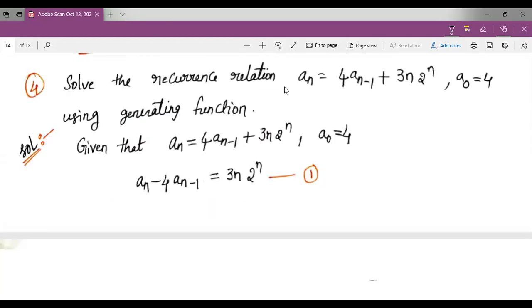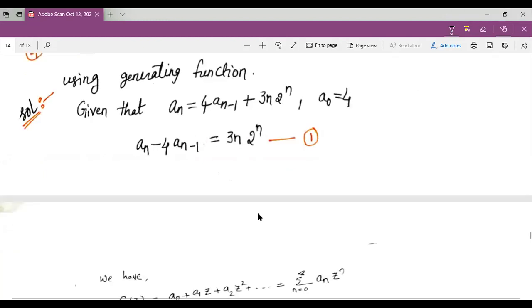Next one. Solve the recurrence relation a_n is equal to 4a_(n minus 1) plus 3n into 2 power n, with initial condition a_0 is equal to 4, using generating functions. So the given recurrence relation is a_n minus 4a_(n minus 1) is equal to 3n 2 power n. The degree of the given recurrence relation is 1 and the initial condition given is a_0 is equal to 4.